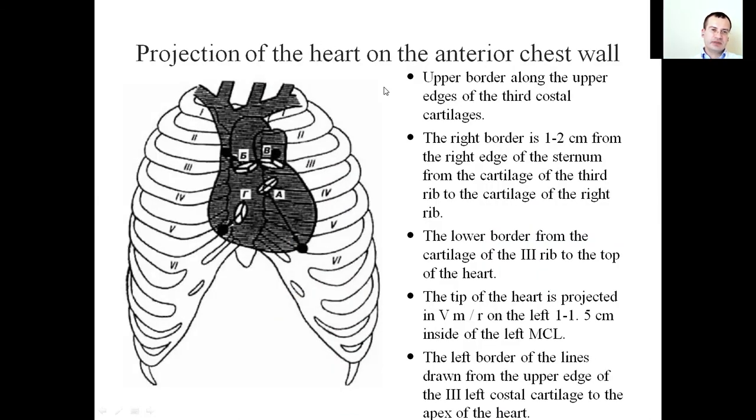Projection of the heart on the anterior chest wall. Upper border along the upper edge of the third costal cartilage. The right border is 1 to 2 centimeters from the right edge of the sternum, from the cartilage of the third rib to the cartilage of the fifth rib. The lower border from the cartilage of the fifth rib to the apex of the heart. The apex of the heart is projected in the fifth intercostal space on the left, 1 to 1.5 centimeters inside of the left midclavicular line. The left border is a line drawn from the upper edge of the third left costal cartilage to the apex of the heart.